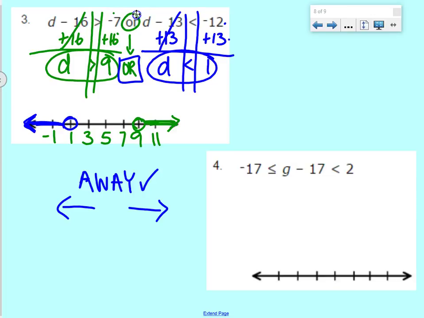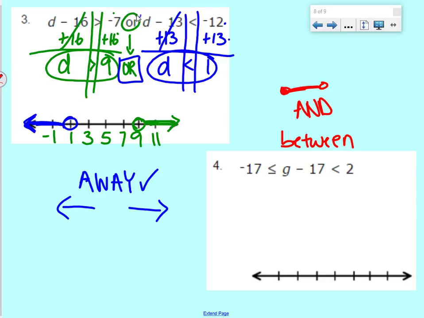Last example. We have negative 17 is less than or equal to G minus 17, which is less than 2. We have that between piece. So this is an and compound inequality, which means our graph should be between 2 points.